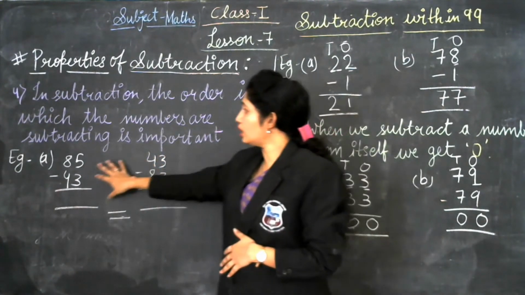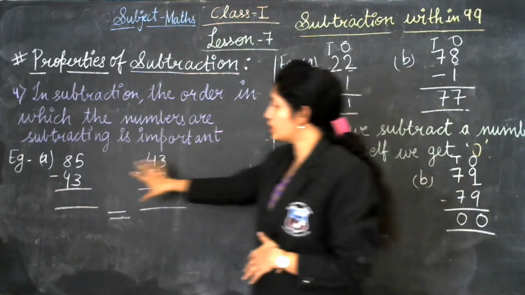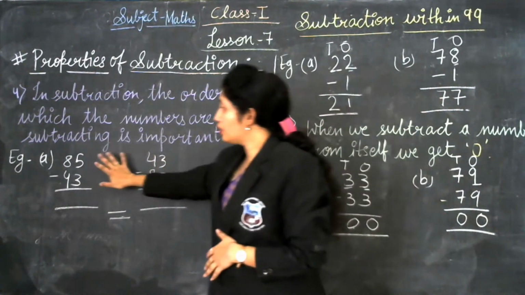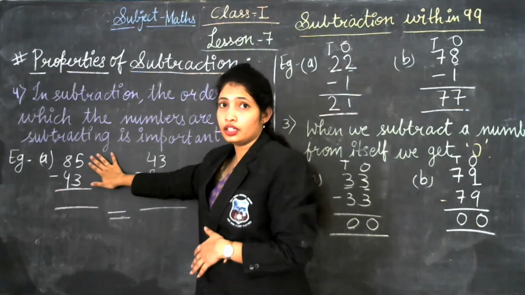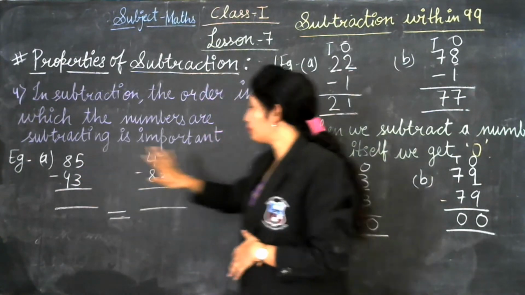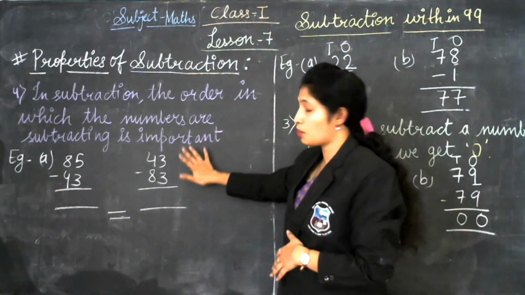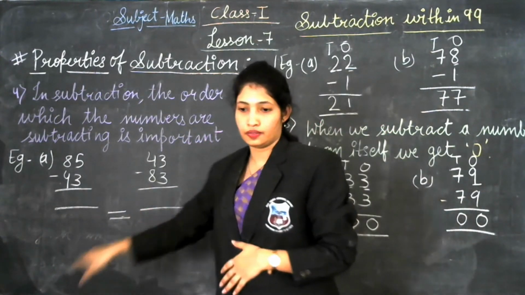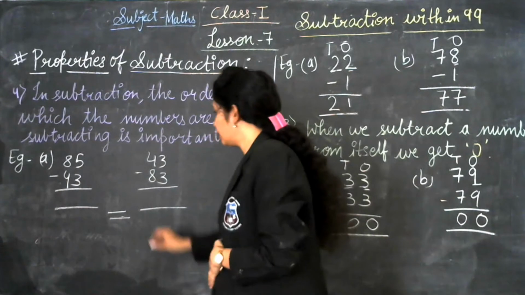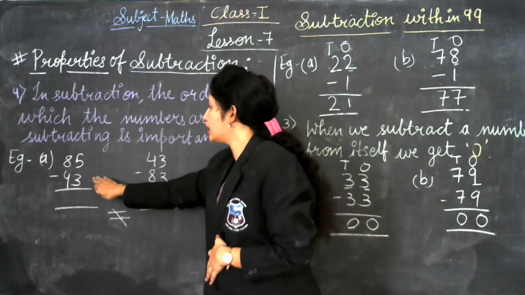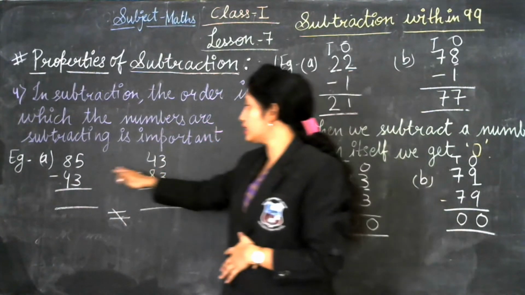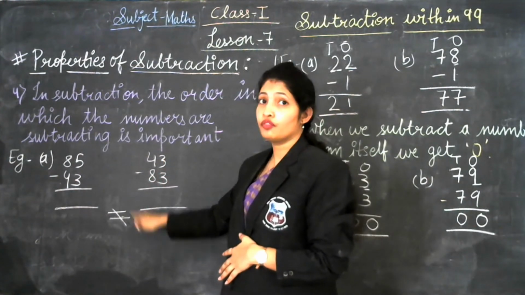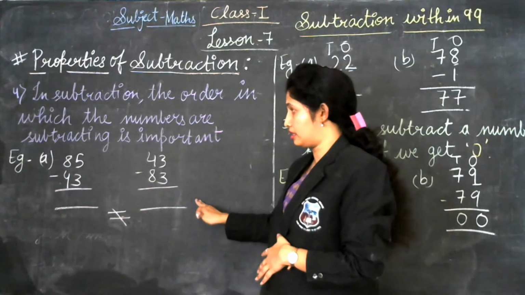Children, look at these figures. Look at these digits. These are not the same. We will subtract a greater number from a smaller number, but we can't subtract a greater number from a smaller number the other way around. So these two numbers are not equal. We do not get the same answer.